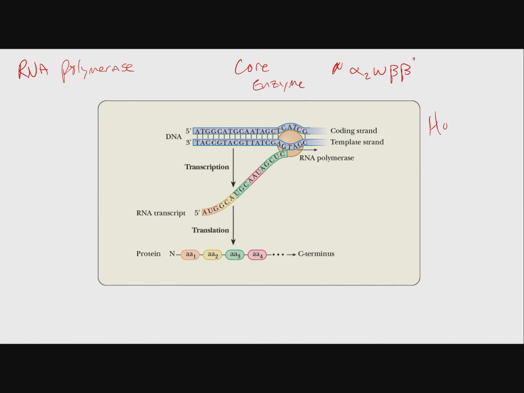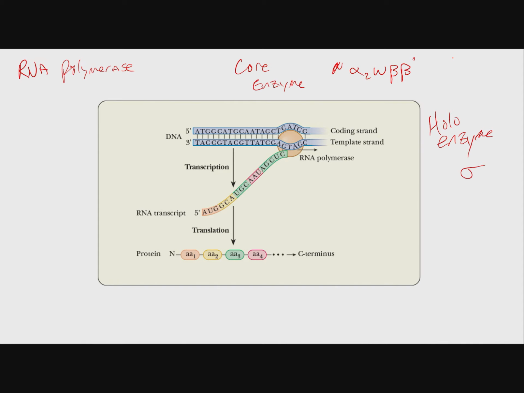The holoenzyme, which is what it's called in its functional form, has all its components, including the sigma subunit. We'll see that sigma subunits are important here for the initiation of transcription. So you can see here the general parameters that we're going to be looking at.